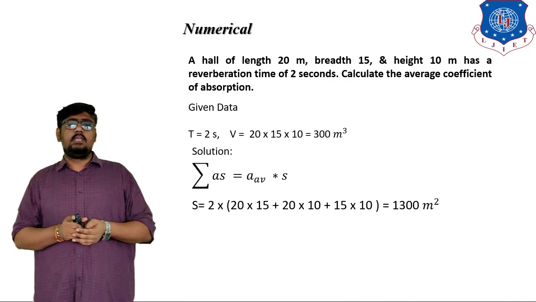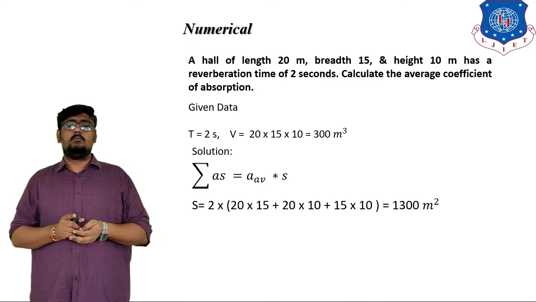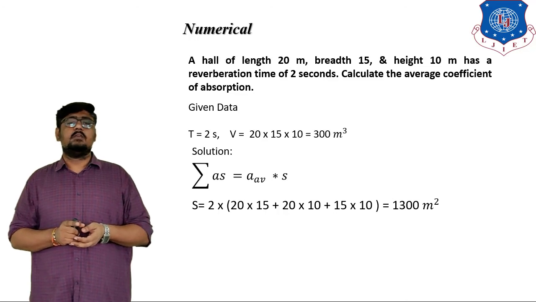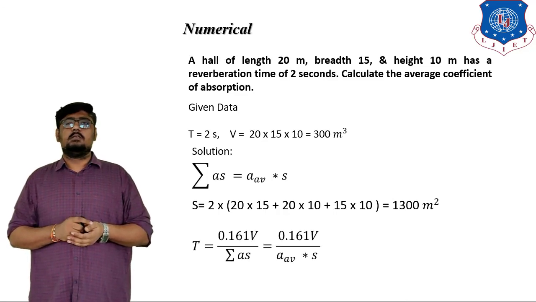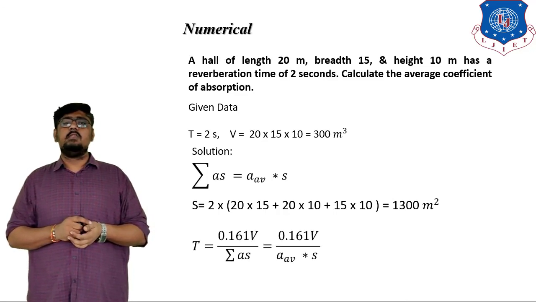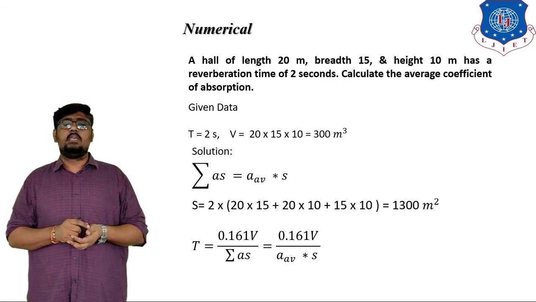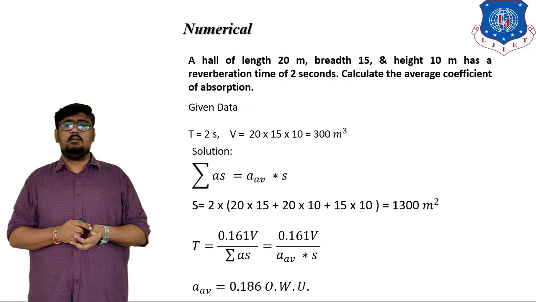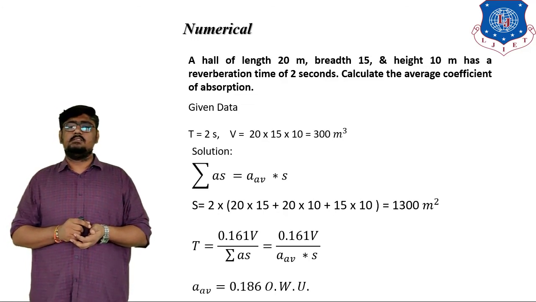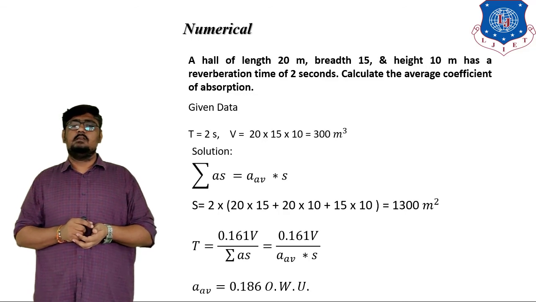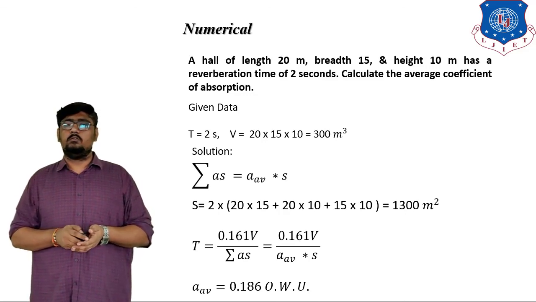Now T equals 0.161 V divided by sigma AS. Substitute A_AV into S instead of sigma AS and calculate A_AV, which is the average coefficient of absorption. That is 0.186 OWU, that is open window unit.